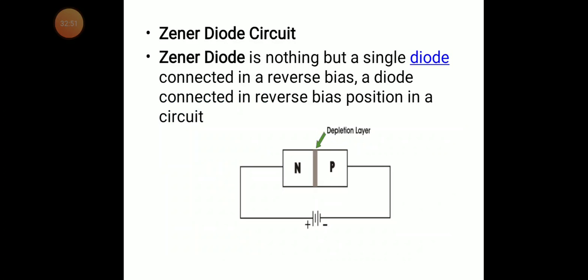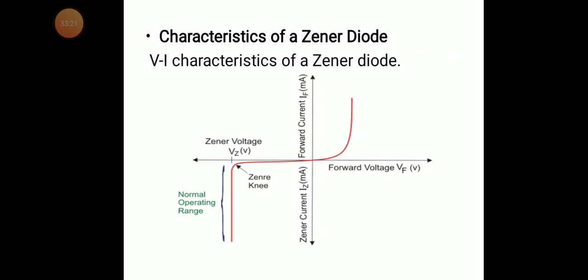You can see a Zener diode is nothing but a single diode connected in reverse bias position in a circuit. See here, N is connected to P. Generally we have the P and N, but here the diode is reversely placed. N and P in the middle represent the depletion layer. The N is connected to the positive terminal, P is connected to the negative terminal. That is called a reverse bias.